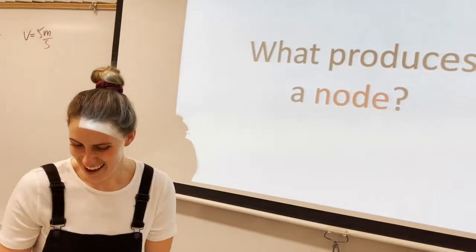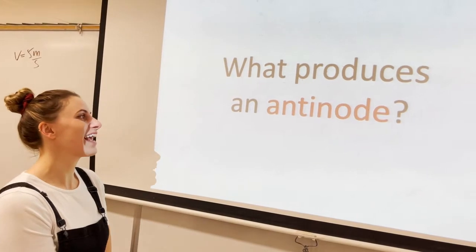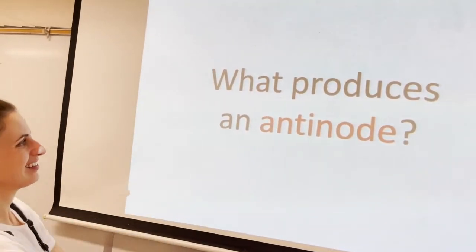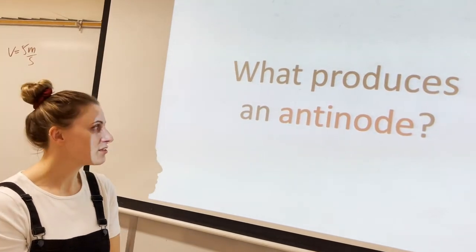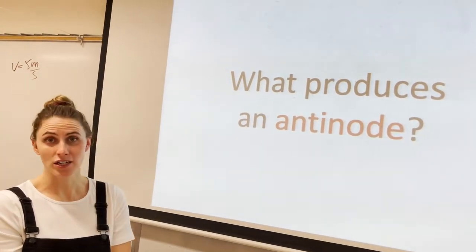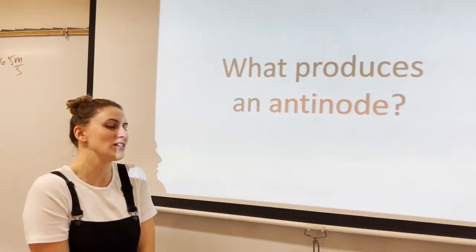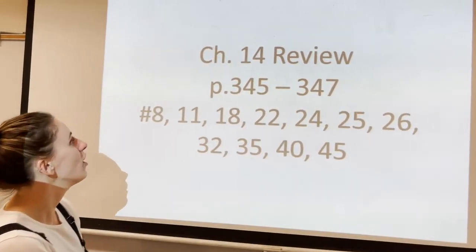And what produces an antinode? That's a big word. That must be the big bump. What kind of interference produces a big bump? It's going to be constructive interference. Crest plus crest or trough plus trough. Boom. Okay, and we're done.